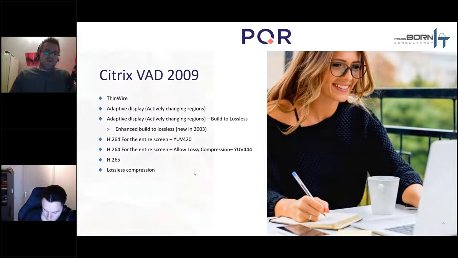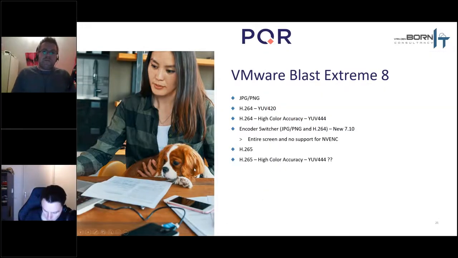Looking at the other vendors, like VMware. VMware is also using thin wire JPEG PNG compression. That's not the default. The default for VMware Blast Extreme is H.264, and that's based on YUV 420 compression. That's why, out of the box and not using a GPU, VMware Blast is more CPU hungry, since it's using H.264 on the CPU. They also have an H.264 with high color accuracy.